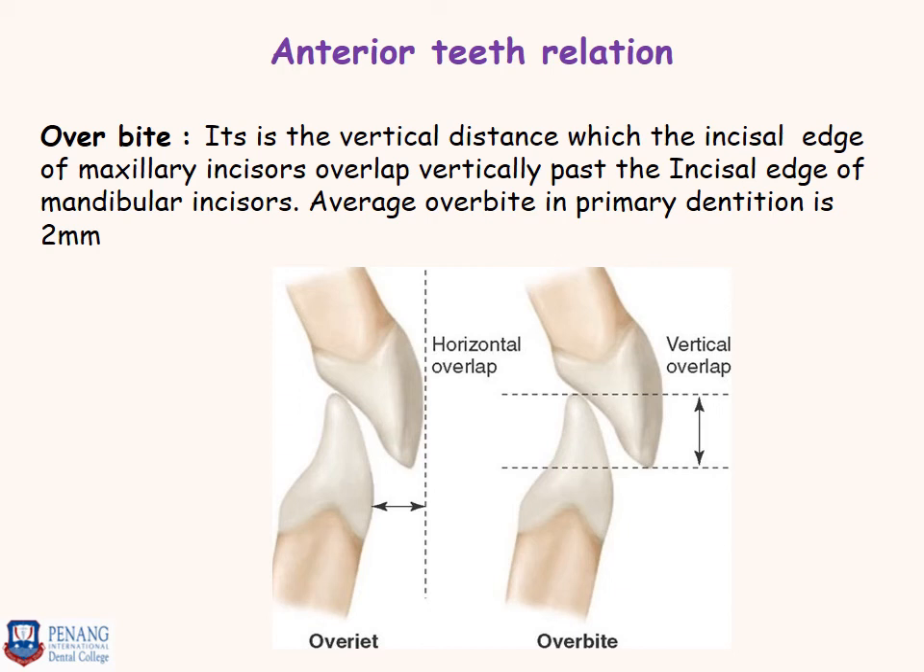So what is overbite? Overbite is the vertical overlap that you see here. So it is the vertical distance which the incisal edge of the maxillary incisors overlap vertically past the incisal edge of the mandibular incisors. So the average overbite in the primary dentition is 2 mm.